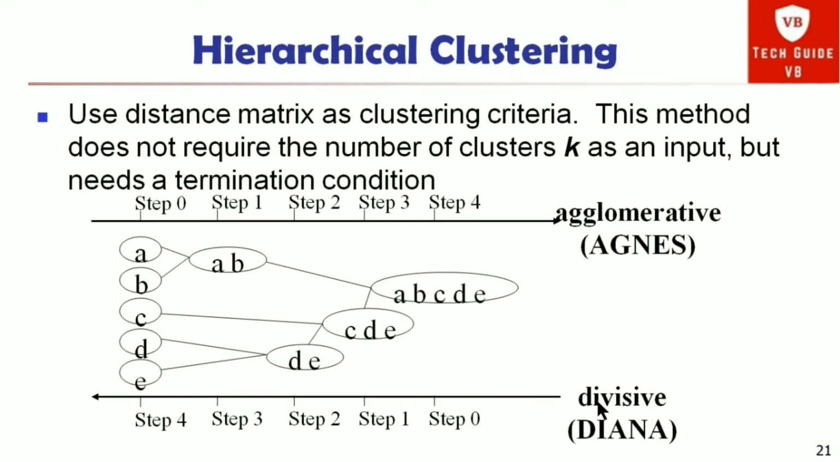If you consider A, B, C, D, E as the initial input, then we will find the hierarchy of this. A, B is formed here, then C, D, E is here. From D, C D is formed, and from these two, A B and C D E, the A, B, C, D, E is formed. So this is the agglomerative method, and the opposite is the divisive method.